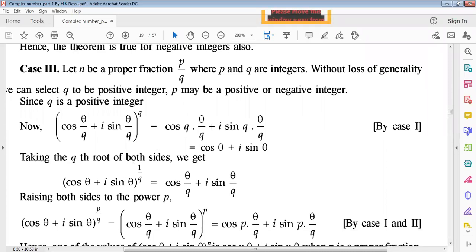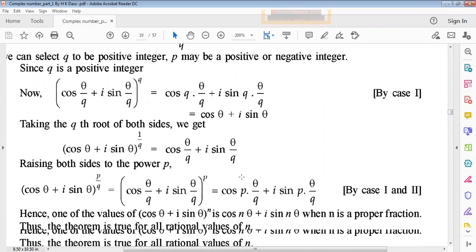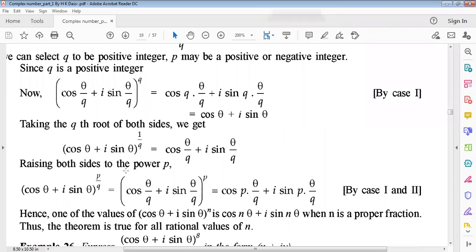Now taking the qth root on both sides, that means taking power 1 by q on both sides. (cos theta + i sin theta) to the power 1/q equals cos theta/q plus i sin theta/q. Now raising both sides to the power p, taking power p on both sides.